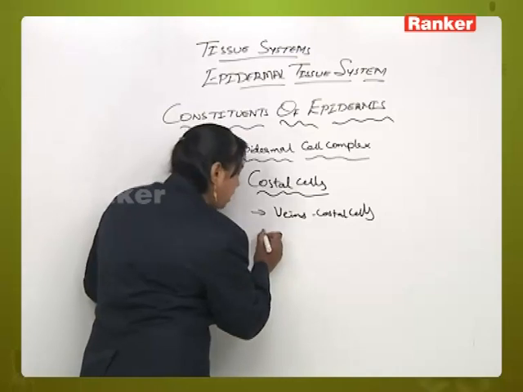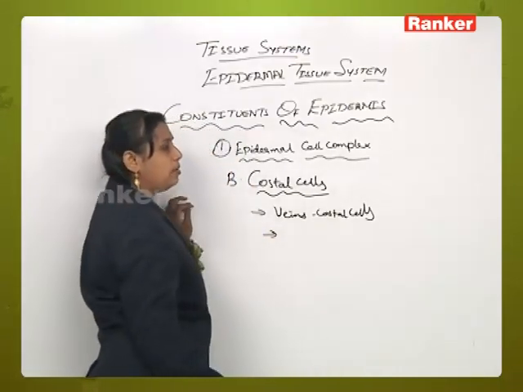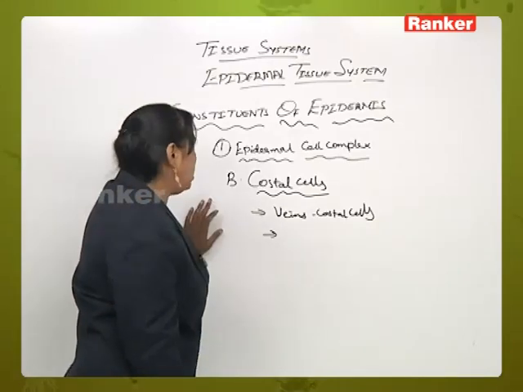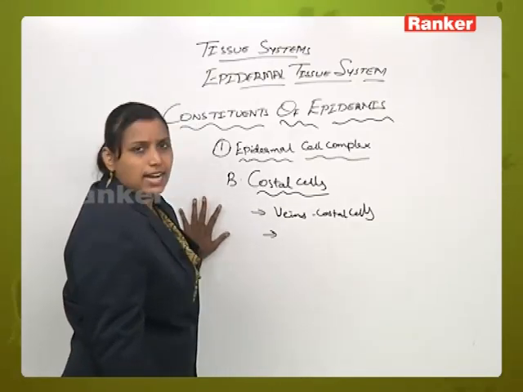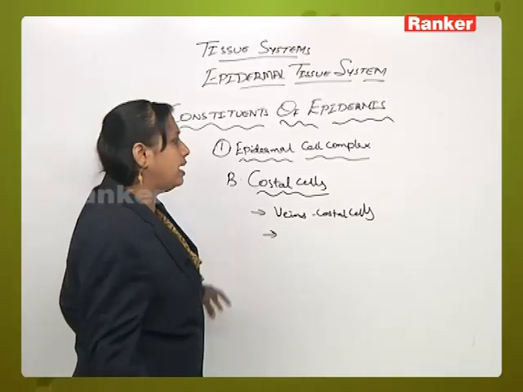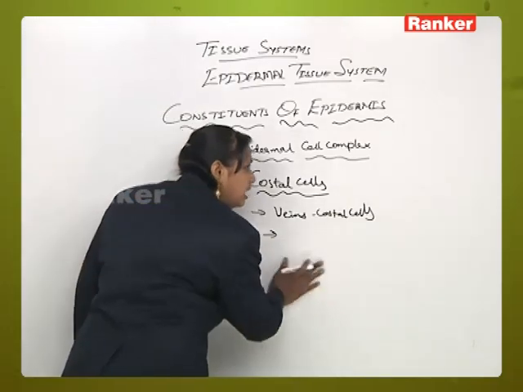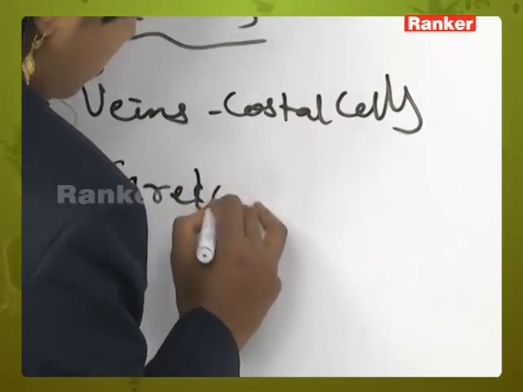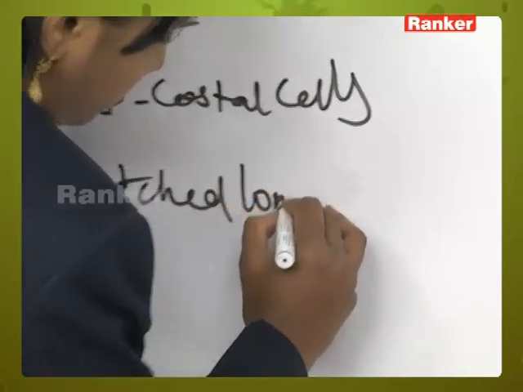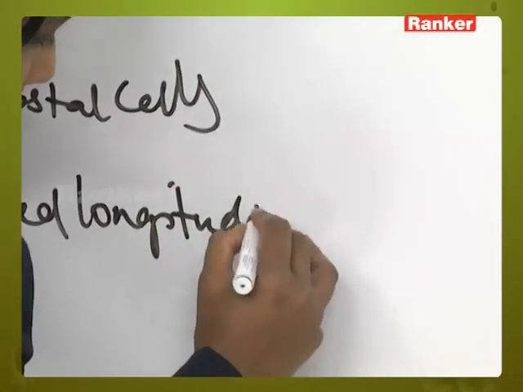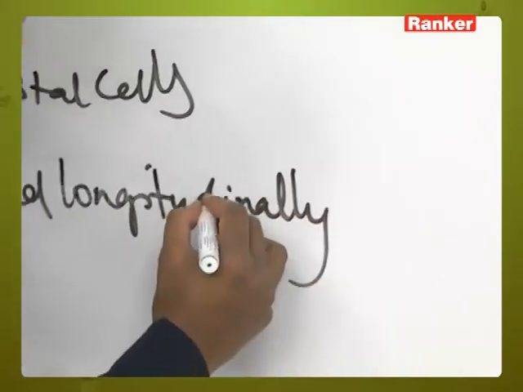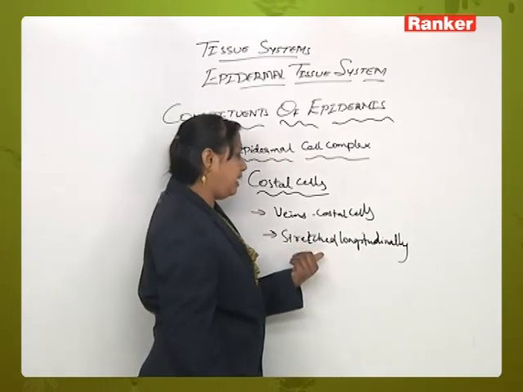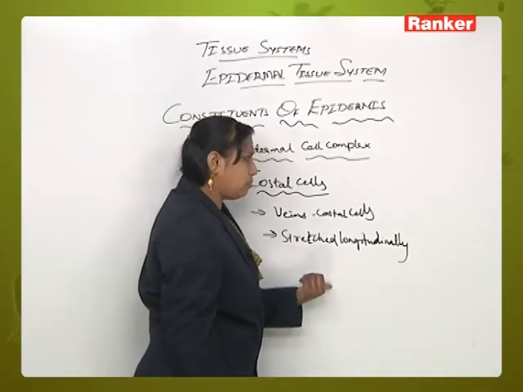Now, these may occur in many rows, or they may be arranged laterally or parallel to the long axis of the cells. Costal cells are stretched longitudinally and they differ from the epidermal cells.